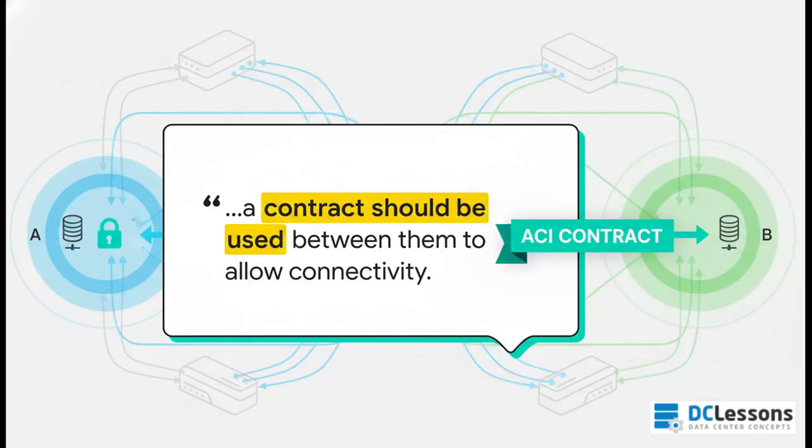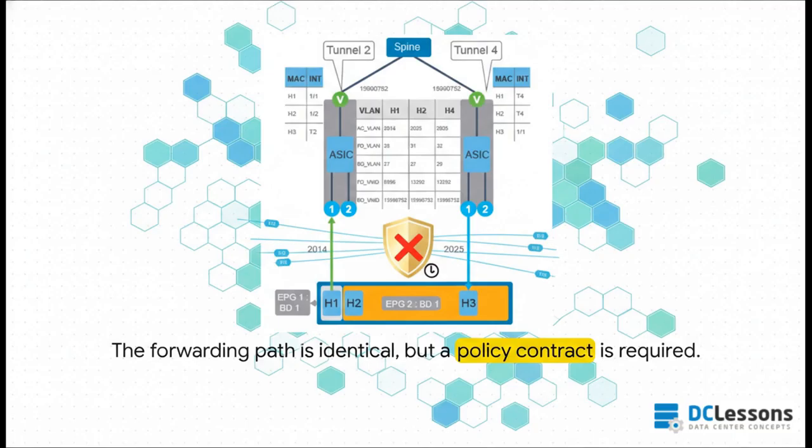The actual forwarding, how the packet gets from A to B, is exactly the same as what we just saw. Nothing changes there. But because they're in different EPGs, they're in different security zones, so by default they can't talk. To allow them to communicate, we now need to put a contract in place between them. So take a look here. H1 is in EPG 1. H3 is in EPG 2. The packet's journey is going to be identical. It's still going to get bridged using that BD_VNID. But here's the crucial part.